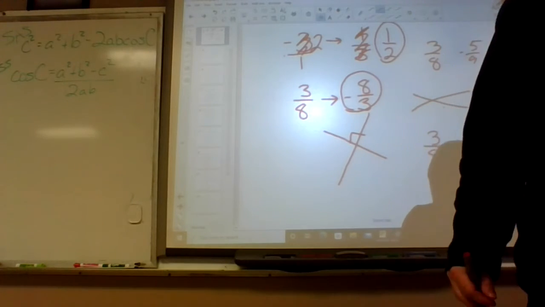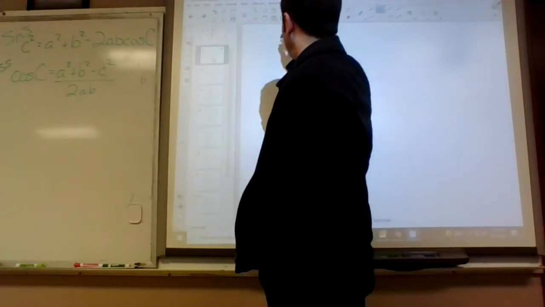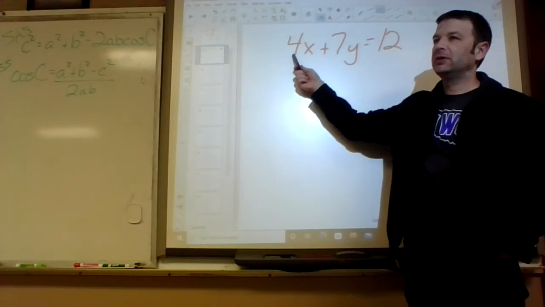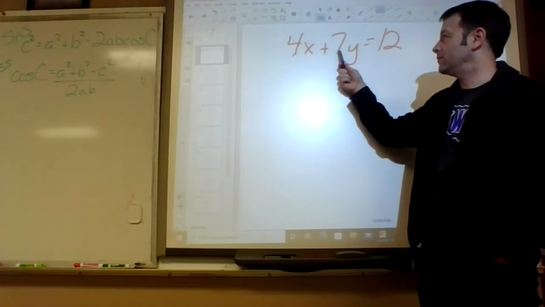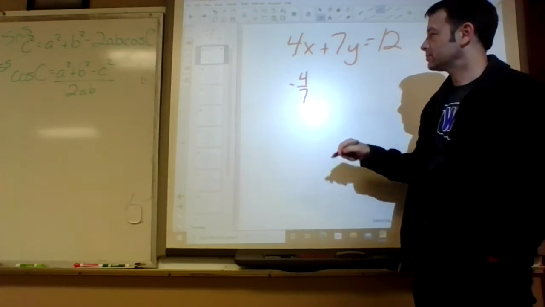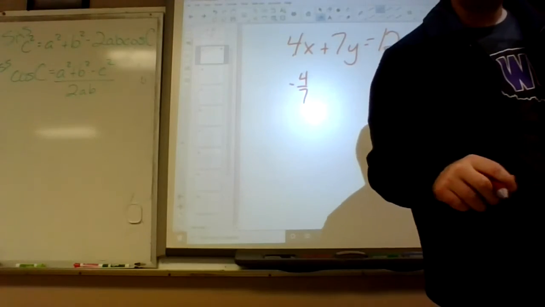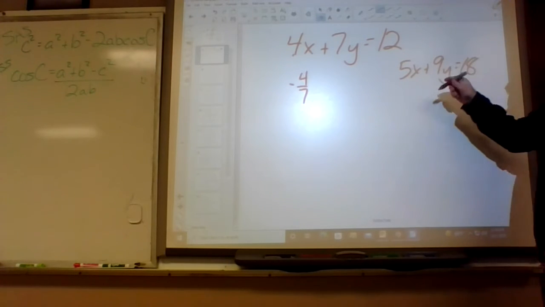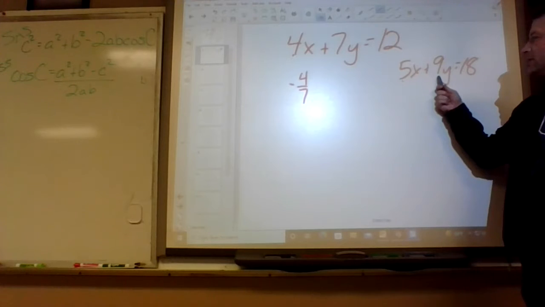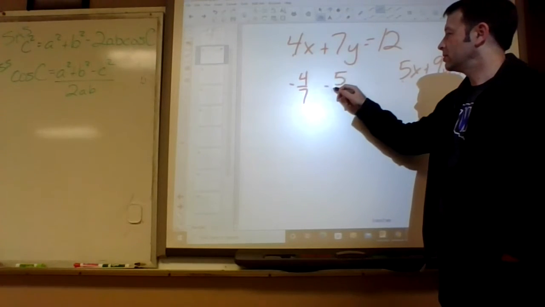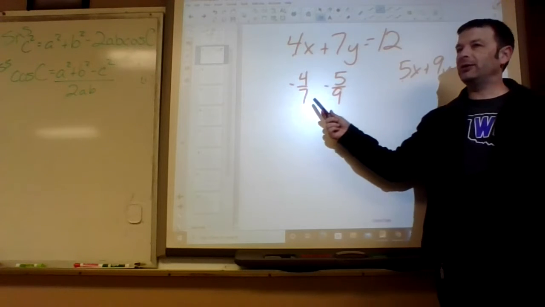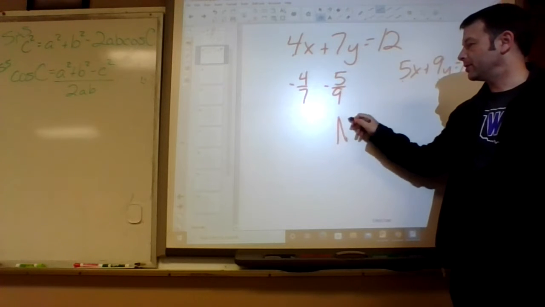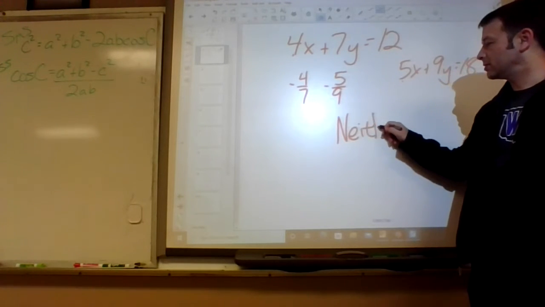Okay, anyway, on 35, 4x plus 7y, how do I find the slope for that? Negative 4 over 7. And then the other one is 5x plus 9y. What's the slope for this? -5/9. Are those lines parallel? No. Are they perpendicular? No. So they are neither.